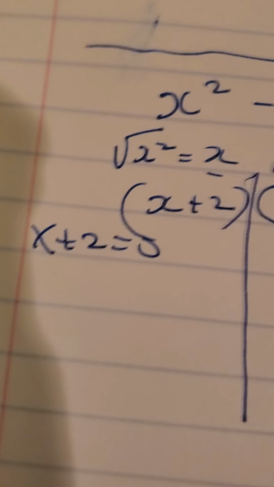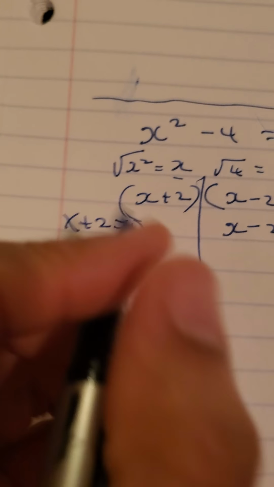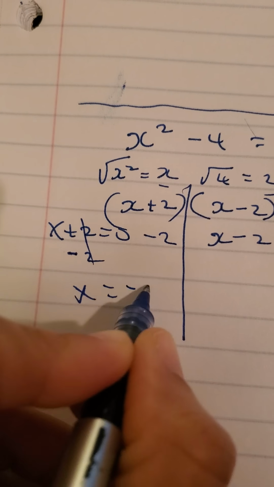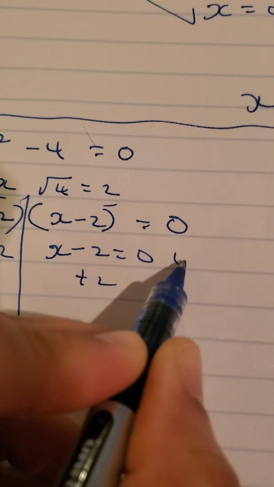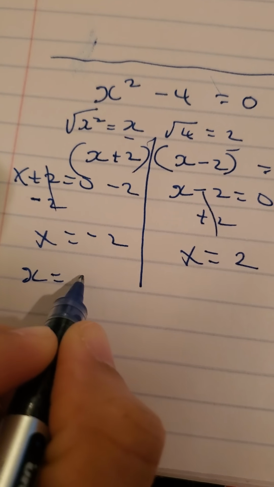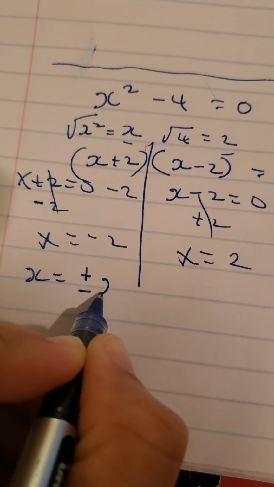And it's obvious here, these are simple equations. The opposite would be a minus on both sides, so x is minus 2. And the opposite would be a plus on both sides, so x is plus 2. So x is plus and minus 2.